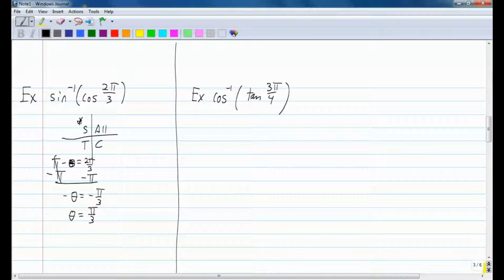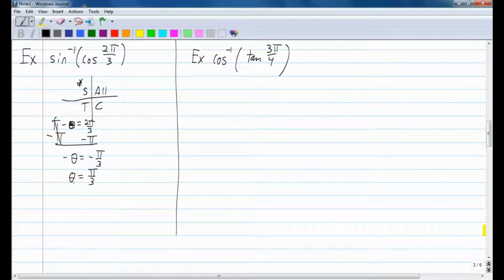Alright, so why did I do all that? I did all that because now if I find the cosine of pi over 3 and then make my answer negative, I've worked the inside. So the cosine of pi over 3 is a positive 1/2. But since we're in the second quadrant, it needs to be negative. So when you work that inside, you get negative 1/2. So now the problem becomes the inverse sine of negative 1/2.